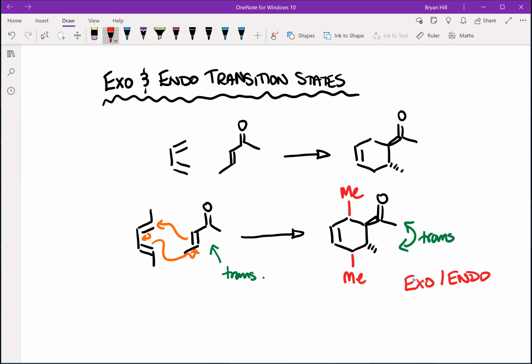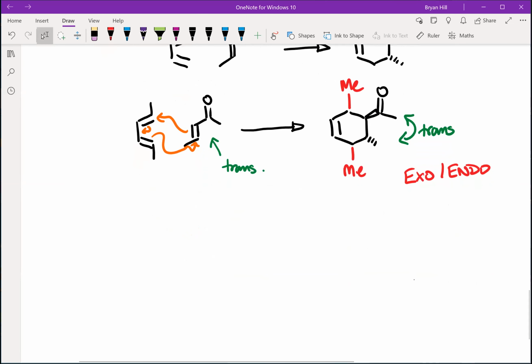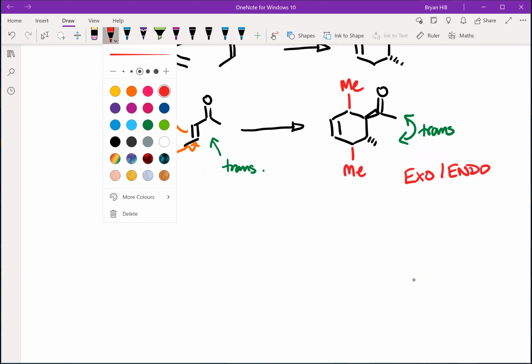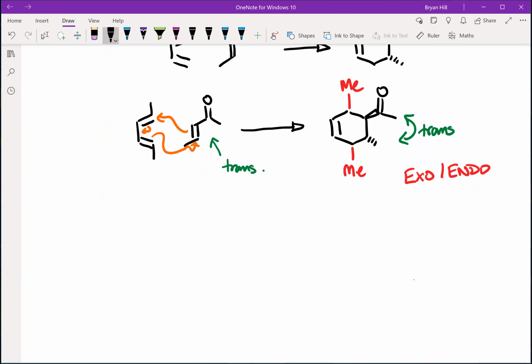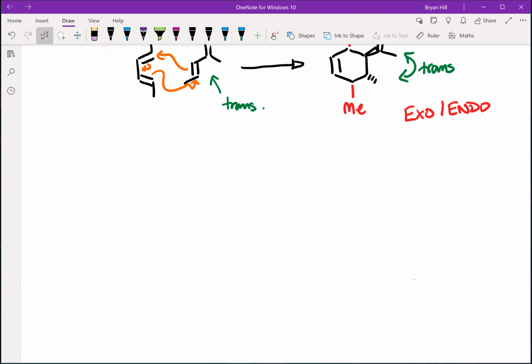So let's do that right now. We're going to do two relatively similar examples, and hopefully it'll dictate how this works. Okay, so let's do the endo here, exo over here.